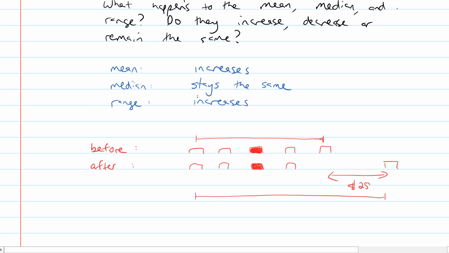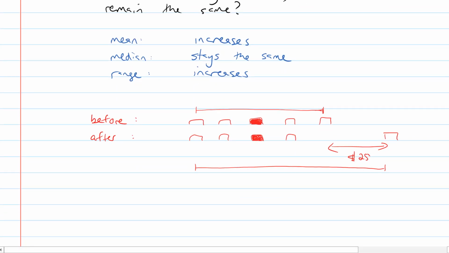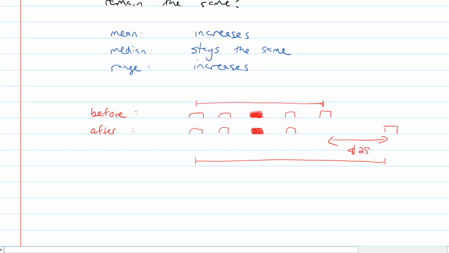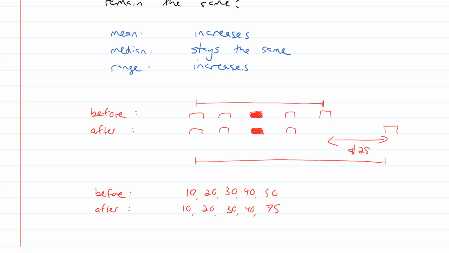Okay, let's take a look at part C then. Oh, no, I should continue in the same vein. If you prefer, you could actually just write out a little list of numbers. Before: 10, 20, 30, 40, and 50. After: 10, 20, 30, 40, and then 75, because the most expensive increased by $25. If you calculate the mean of the top set, you'll get a value of 30.